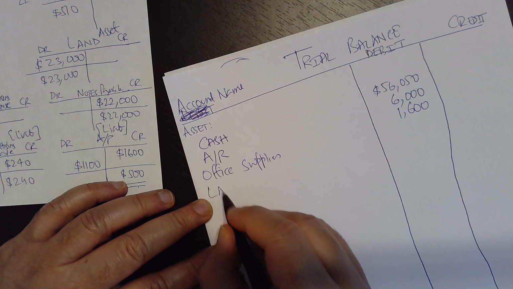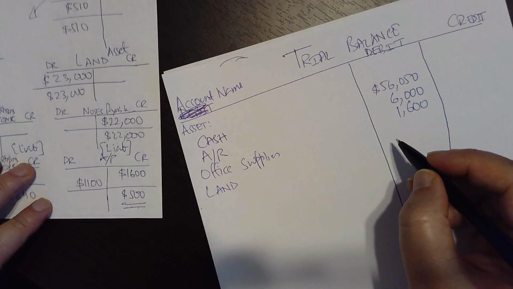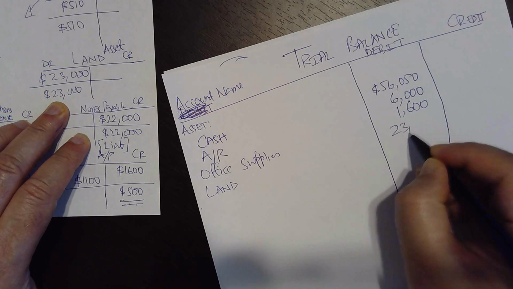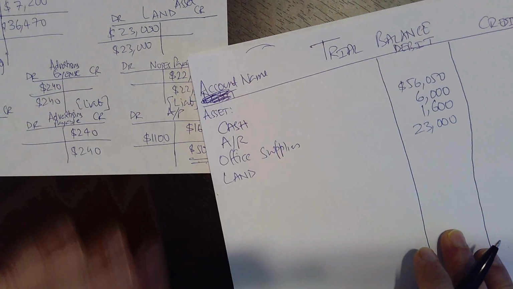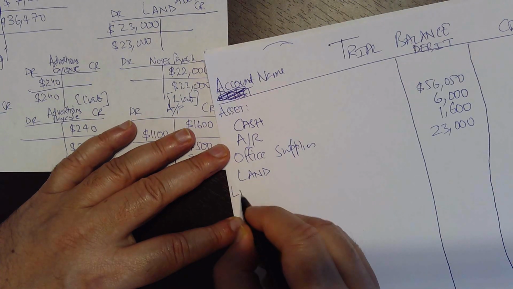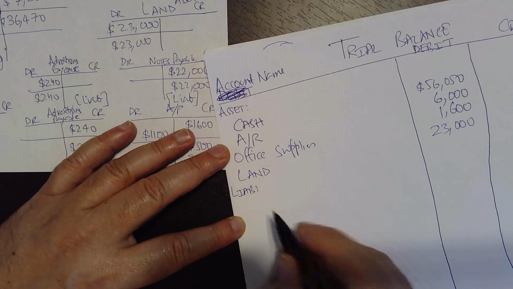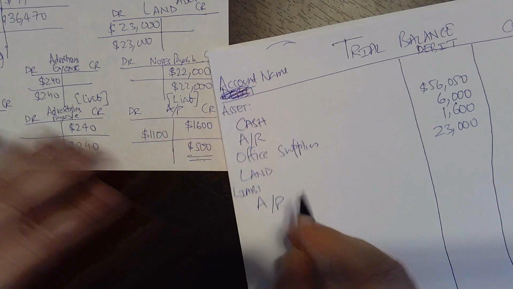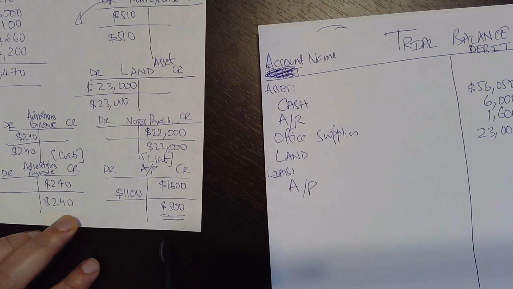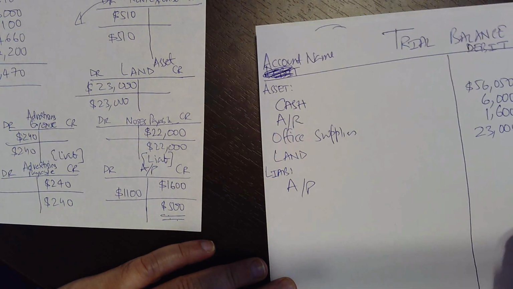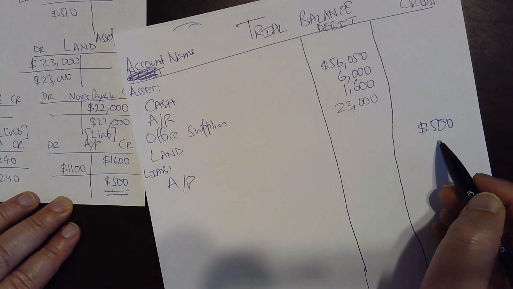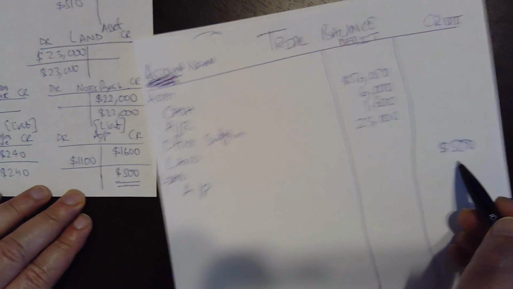And then we have land. The land we purchased for $23,000. So we put 23,000 over here. Now we don't have any more asset accounts, so we start with liability accounts. The liability account we have is accounts payable, and as you see, this accounts payable balance is $500. So we put $500. It's on the credit side, so it will go on the credit side here as well.